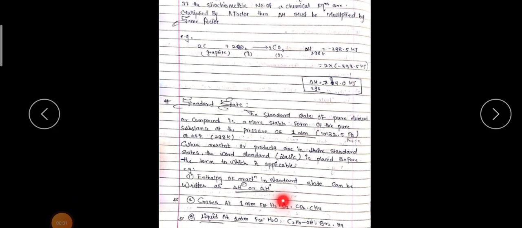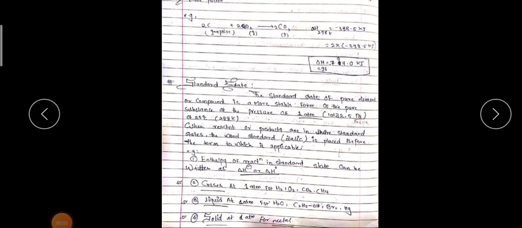Good morning, friends. Today we are going to discuss the next part of unit 1 of paper 1. Today we are going to discuss the standard state. Here the MCQ will be based on this standard state.